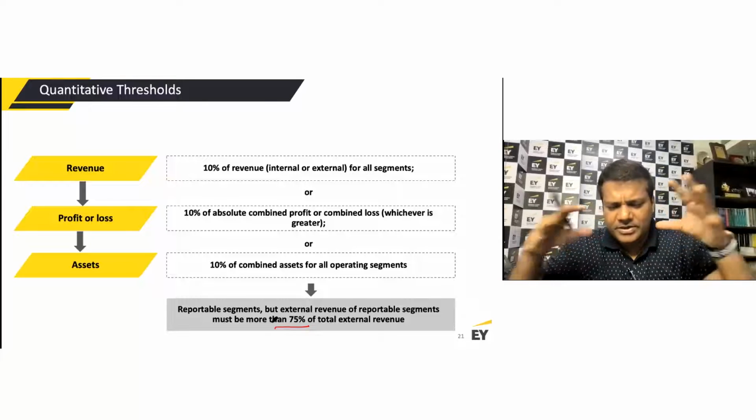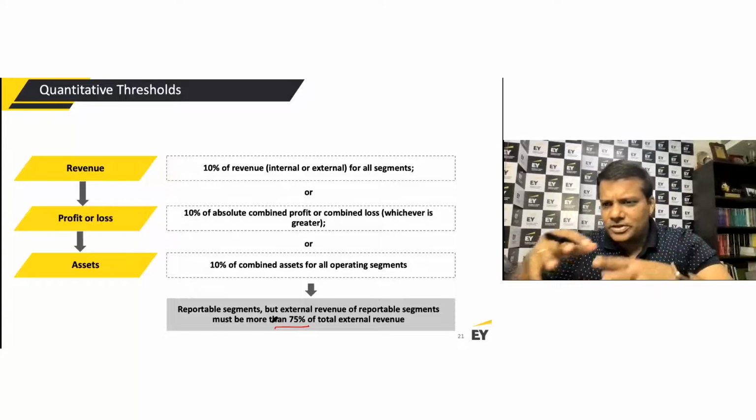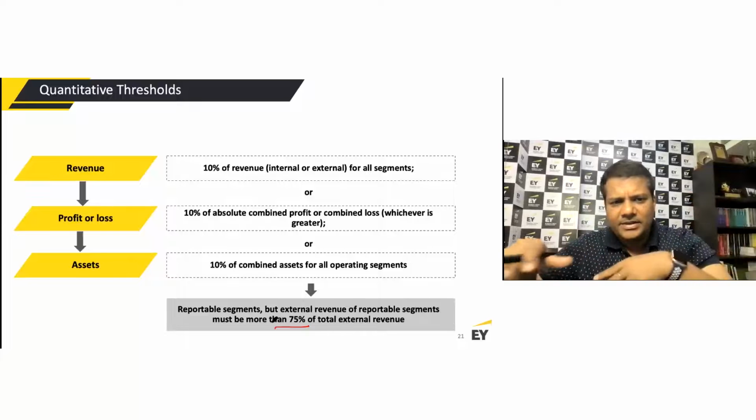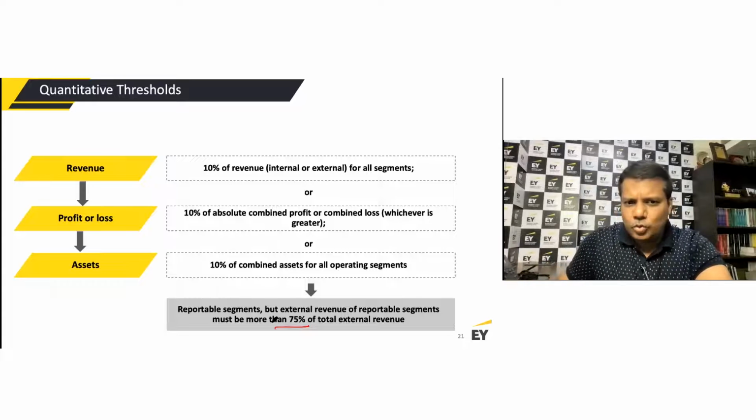10% of revenues, internal and external put together; 10% of absolute profit, or 10% of absolute loss; and the third element is 10% of combined assets for all operating segments. Reportable segments, but external revenue of reportable segments must be more than 75% of total external revenue. We'll do this with the help of an example.